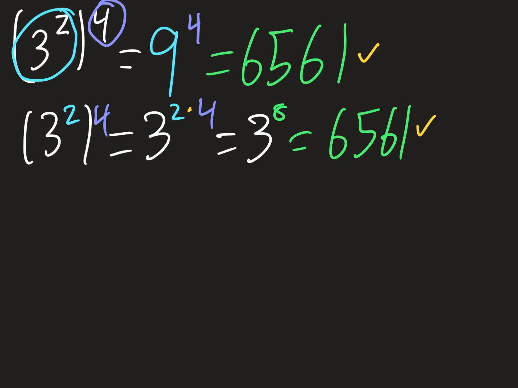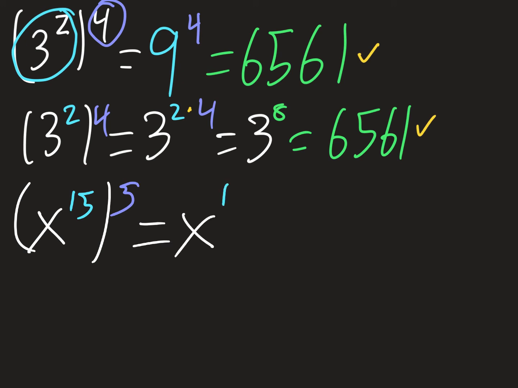The rule checks out. Now, if we were to try a random problem, let's say x to the 15th raised to the 5th power, we could figure out what the exponent was by multiplying the power by the power. So it would be x to the 15 times 5. And 15 times 5 is 75. So we could write it as x to the 75th power using our rule.